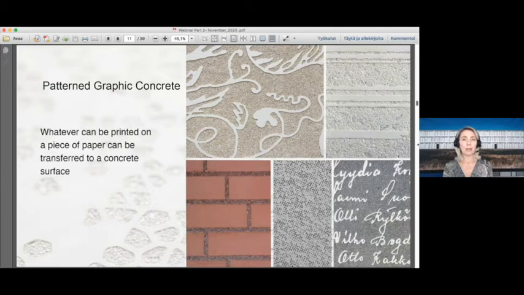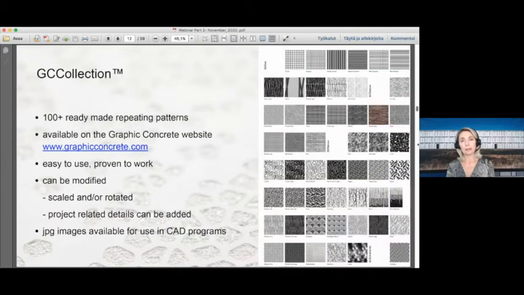We have ready-made patterns on our website. There's 100 plus, and this collection is constantly changing and growing. So you can go and take a look. These are all patterns that are proven to work. You know, the scale, the line thickness, they do work with concrete. So if you're interested, you can use them as inspiration. You can go in and take a look at the graphics.